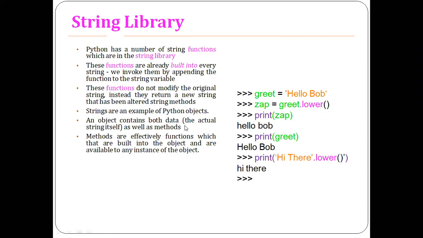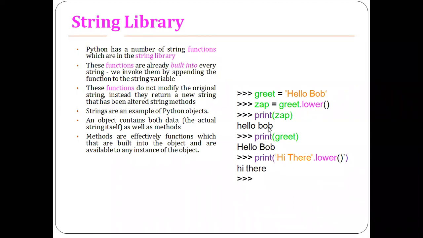An object contains both data as well as methods. Methods are effectively functions which are built into the object and are available to any instance of the object. The whole idea is that you have built-in library functions. These functions can be appended at the end of the string object, and it returns a new string, and that new string will be assigned to some other string object.